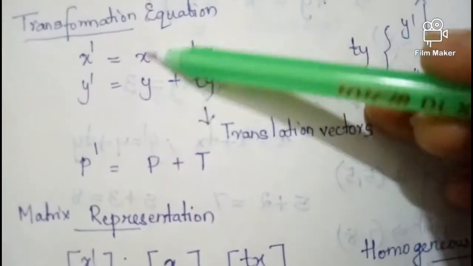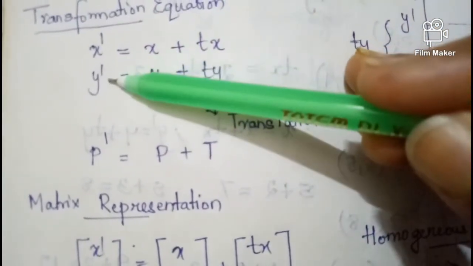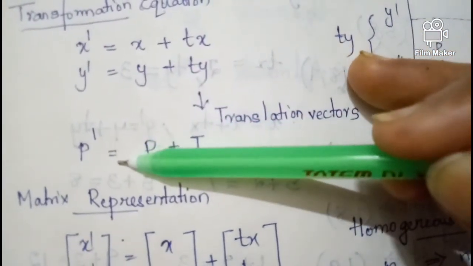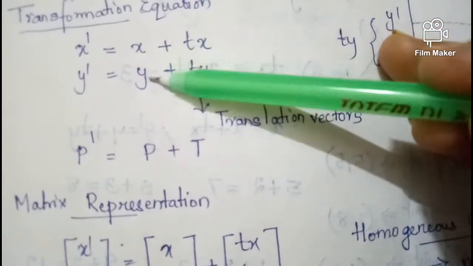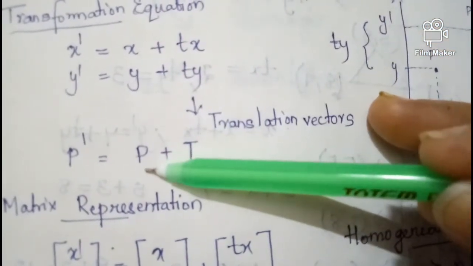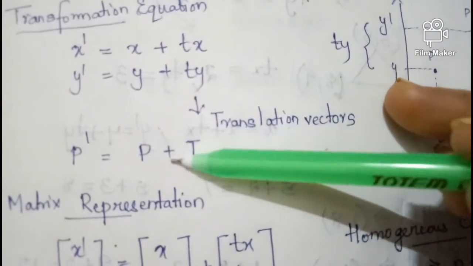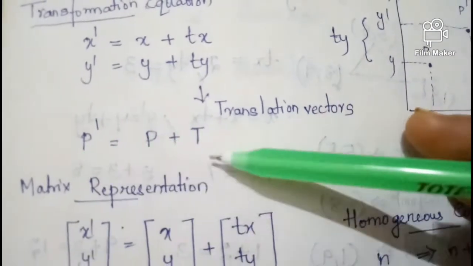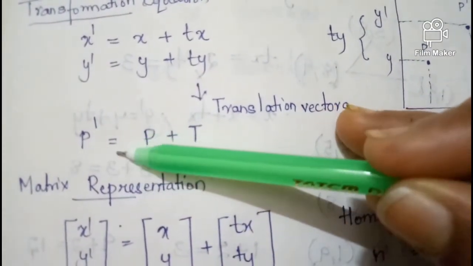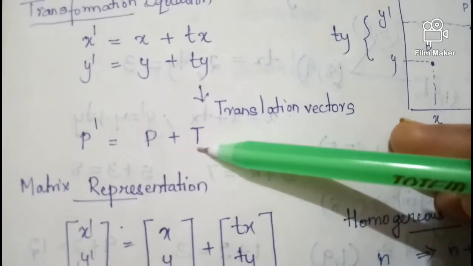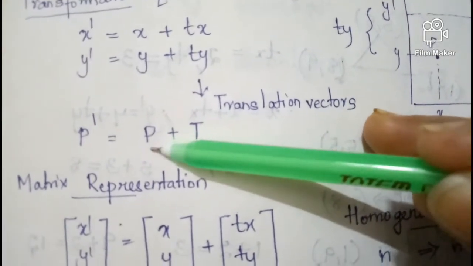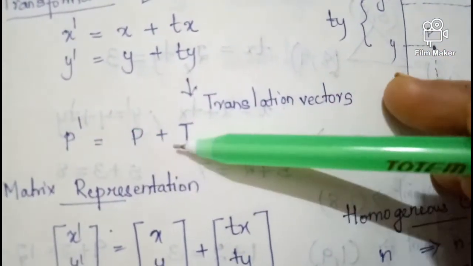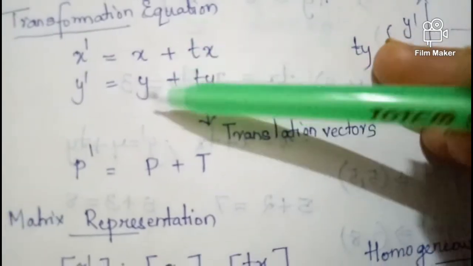Clear? The same equation can be rewritten as: the new point x dash y dash, that is p dash, can be obtained when the old point xy, that is old point p, is added to translation vector, which is represented by t. So we can say the new point can be obtained when translation vectors are added to old point p. Clear? Same equations, but I have rewritten in terms of points. Here I used coordinate values.